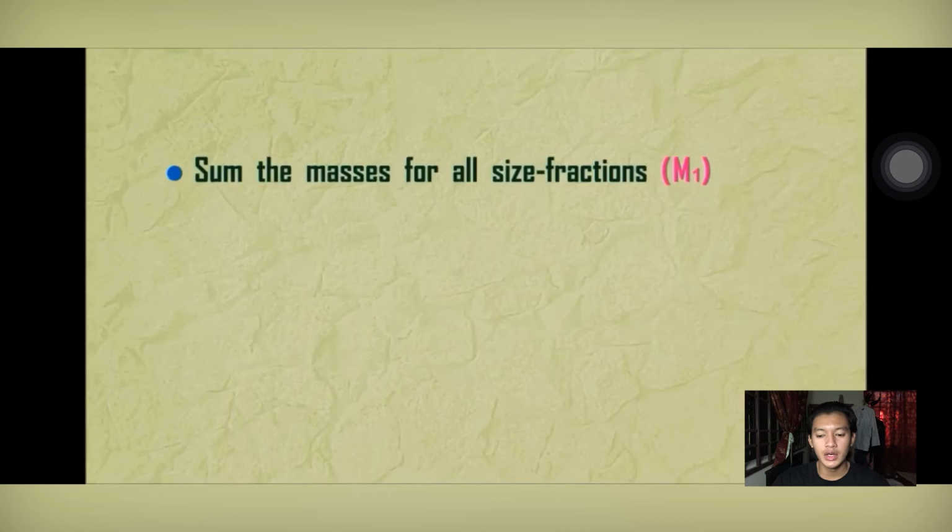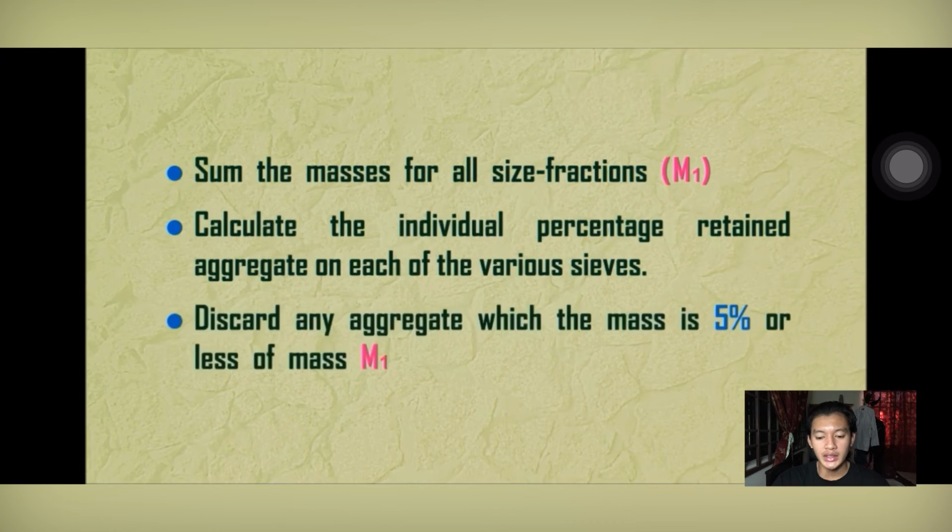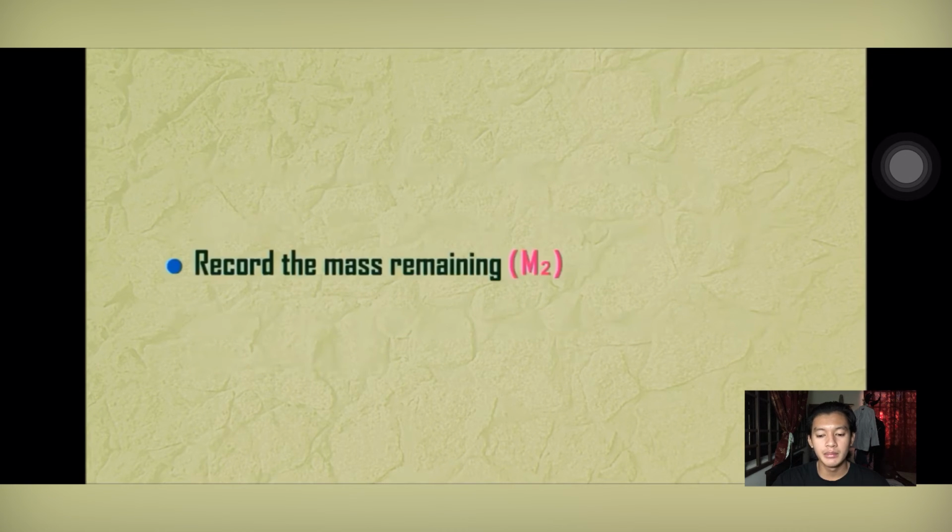Sum the mass for all size fraction M1. Calculate the individual percentage retained aggregate on each of the various sieves. Discard any aggregate which the mass is 5% or less than mass M1. Record the mass remain M2.